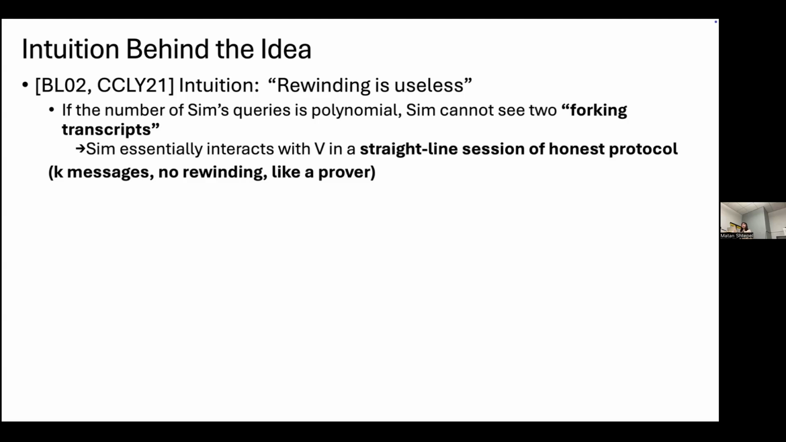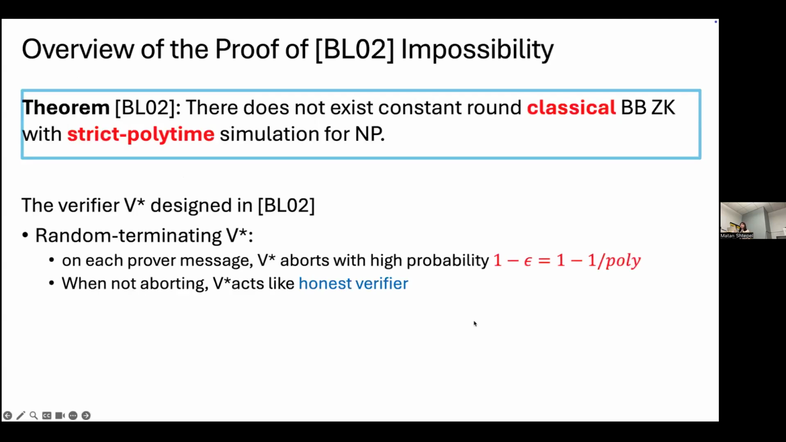Intuitively, since the simulator's queries are only polynomial, it's not able to see two forking transcripts in its interaction with the verifier. So essentially, you would have to interact with the verifier in a straight-line fashion, just as the honest prover does. The simulator behavior I mentioned earlier, where if you are not satisfied with your current queries you query on something else, you wouldn't be able to do. So how is that achieved?